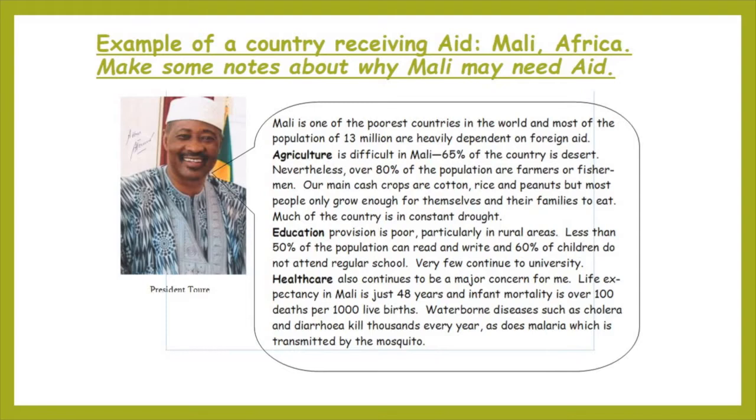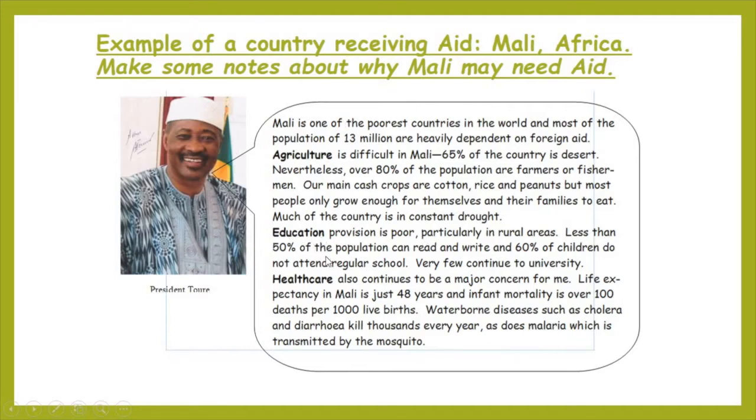So with that arid climate, you're going to get crops failing, you're going to get famine, and if the crops fail, because they're relying on cash crops like cotton, rice and peanuts, you're going to have nothing to sell. So you're not making any money to feed your family, and the economy of the country isn't making any money either. As I've just alluded to, education is very poor.